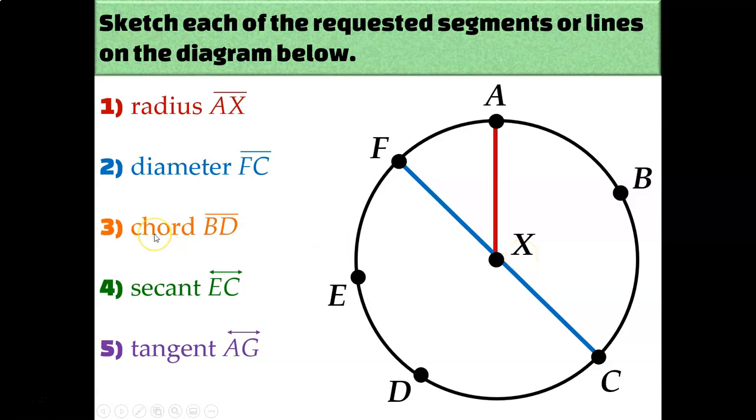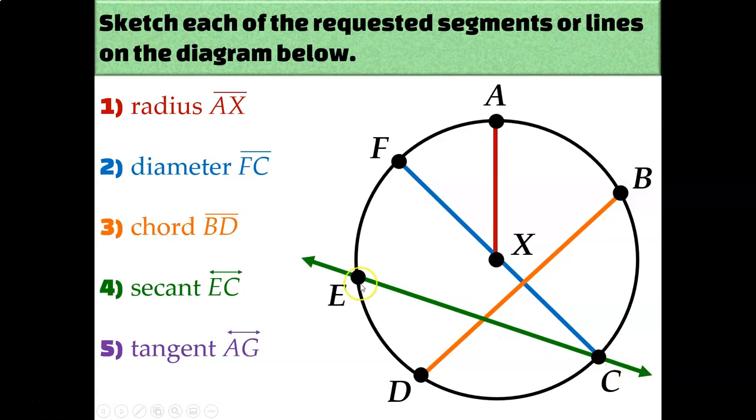That makes it a diameter because it connects 2 points on the circle and passes through the center as it goes. Whereas chord BD, if I connect B to D, it did not pass through point X, which makes it just a chord, not a diameter. Secant EC, I'll connect these 2 points, but I also have to draw arrows outside of the circle. The difference between a chord and a secant is that chords are segments. They end at the circle, whereas secants are lines. They extend infinitely outside of the circle.